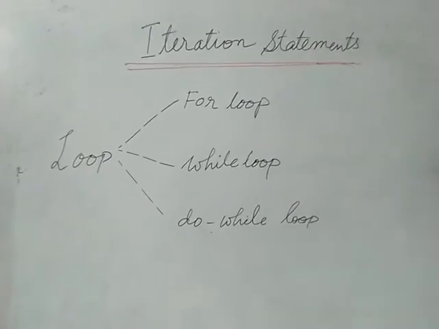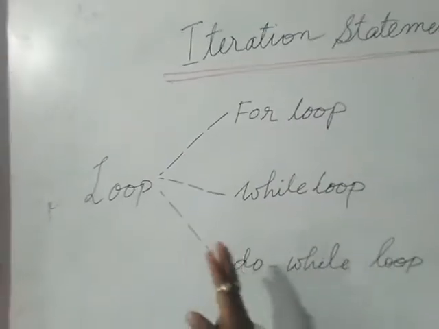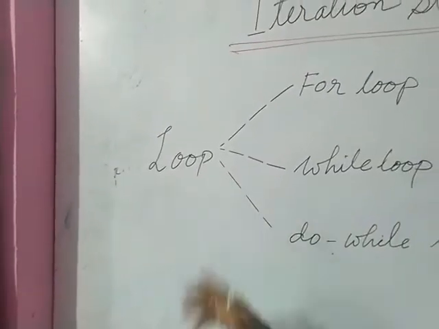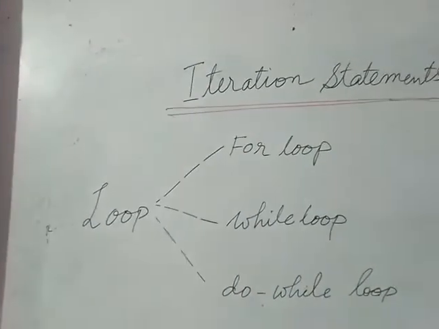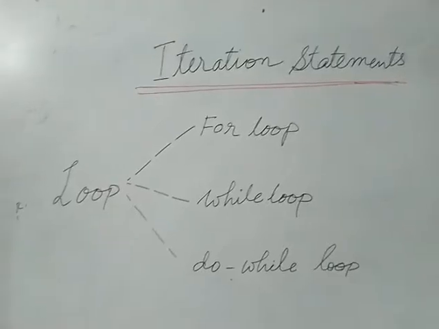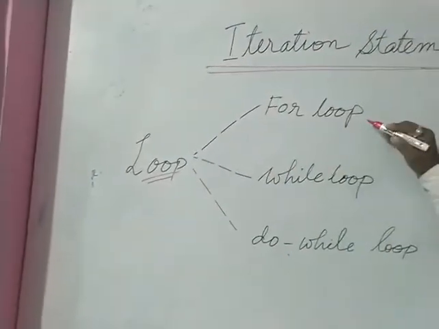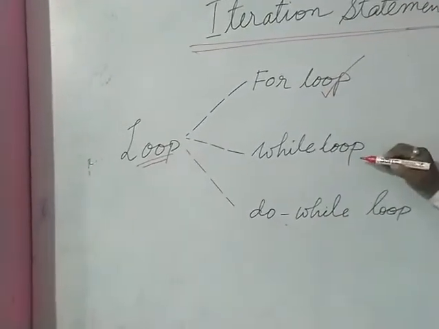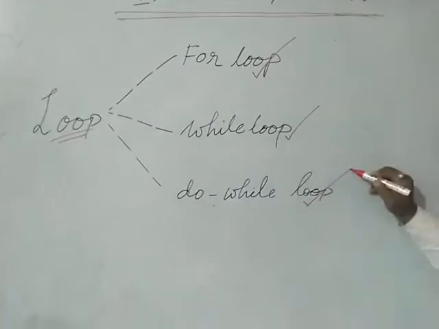Next topic coming is iteration statements or looping statements. First, let me define what is a loop. Loop means a set of instructions will be executed repeatedly till the condition is false. This is the loop. Now, these loop statements are of three types. First type is the for loop, second while loop, the third is do while loop.